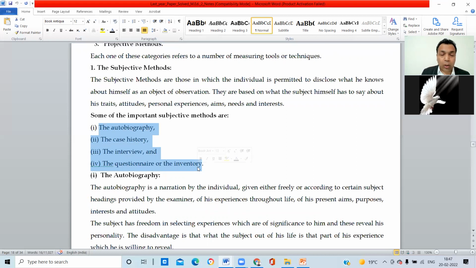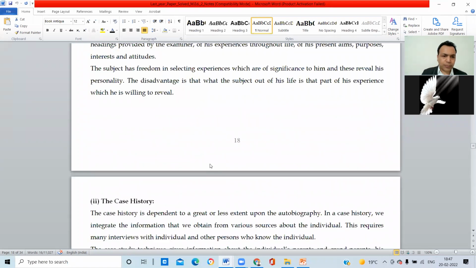These are very easy now. These are all methods for assessing the personality of a person. For example, one counselor is taking an interview of a child. So what is the counselor assessing? The personality. If you want to assess the personality of a person, how can you assess? By giving a questionnaire, by checking the case history, by interview. So these all four are called the subjective method, right? So these are easy ones.